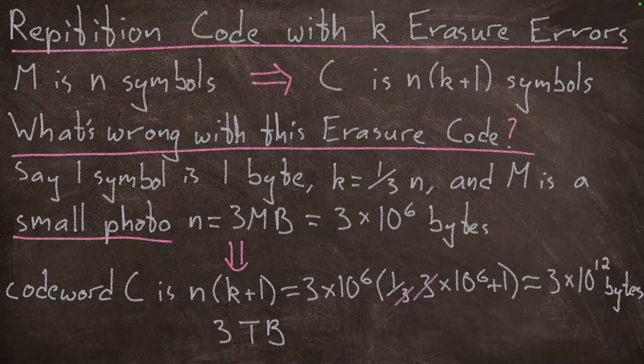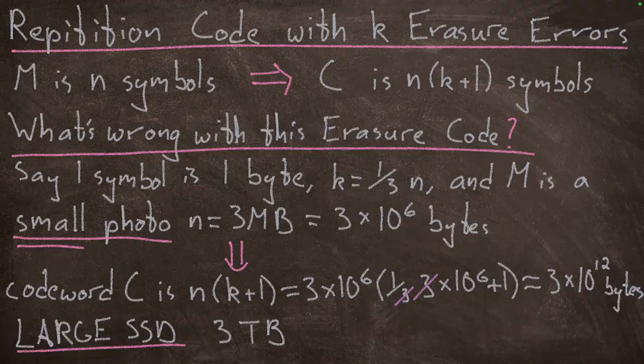We started with a small photo, and now we're ending with a large SSD. 3 megabytes is quite a small photo, and what we're ending with is a large hard drive. The repetition code works, but is untenable. We have to do better than that.